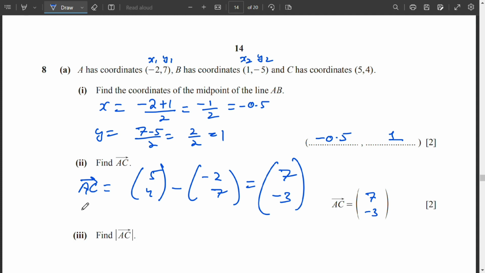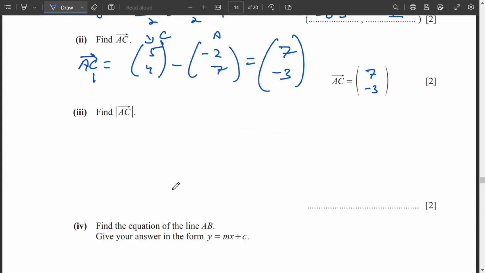You should remember that when you write the vector AC, it's the position vector of C, as you can see I have written C coordinates, 5, 4, minus the position vector of A, minus 2, 7.